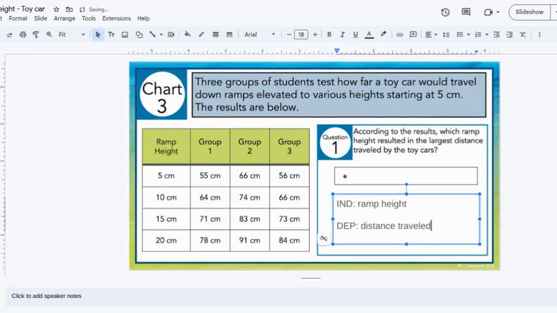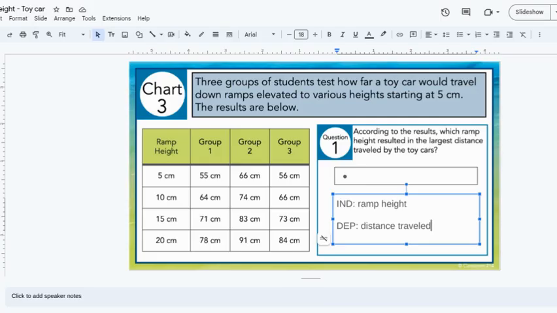So if we go through and think of a cause and effect statement, as the ramp height goes up, what's going to happen to the distance that it travels? The distance that it travels goes up as well. So that's what you should say this data table or this graph is about.